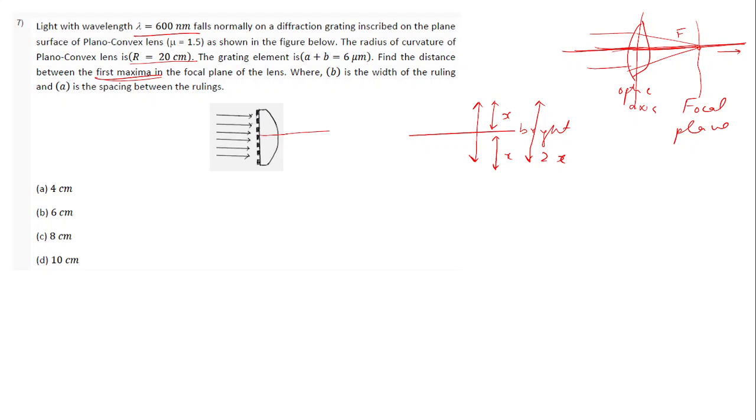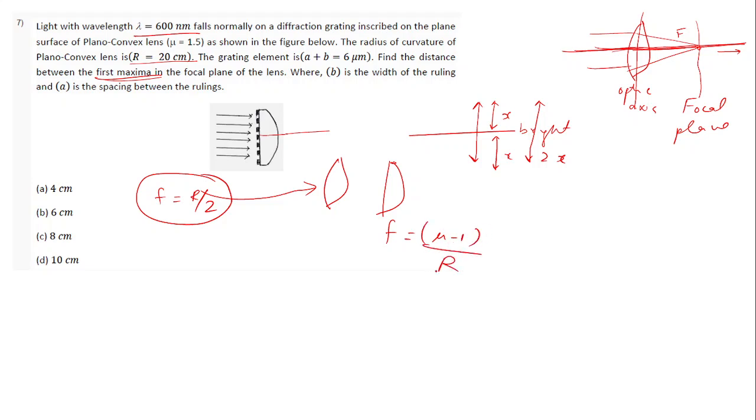There we have to consider b as the width of the ruling and a as the spacing between the rulings. So we want to find out the focal length. Usually from a mirror we know focal length is half of the radius of curvature. Here, because it's a plano-convex lens, not a double convex lens, the formula for the focal length of a plano-convex lens is given by this: (refractive index minus 1) divided by radius of curvature. The refractive index is 1.5, so 1.5 minus 1, divided by the radius of curvature, which is 20 centimeter. So 1 over F will be 0.5 by 20 centimeter inverse.